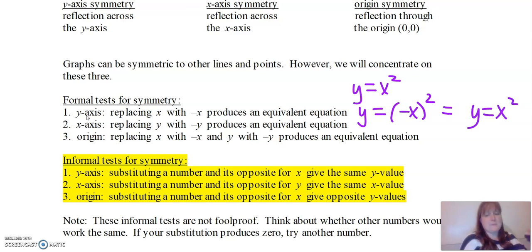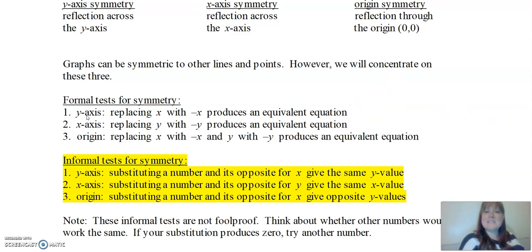So see how when I put in negative x, I get out the same value, or the same function. Then that means that I have y-axis symmetry. It's symmetric about the y-axis. Or later we'll talk about the fact that it's even, right? We know that that's called an even function.